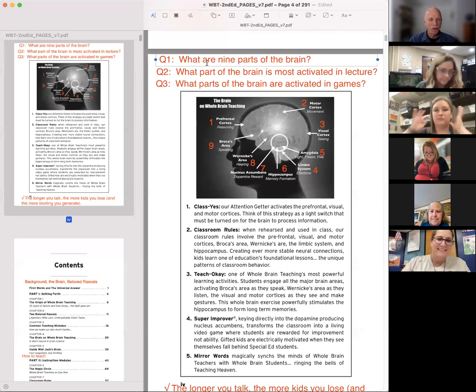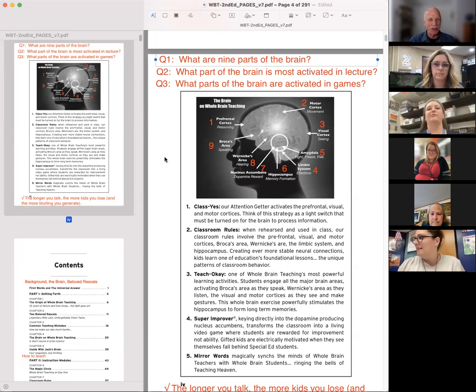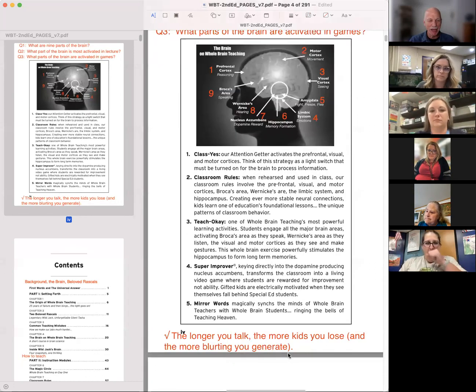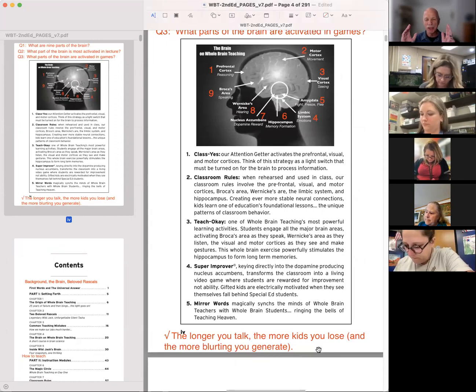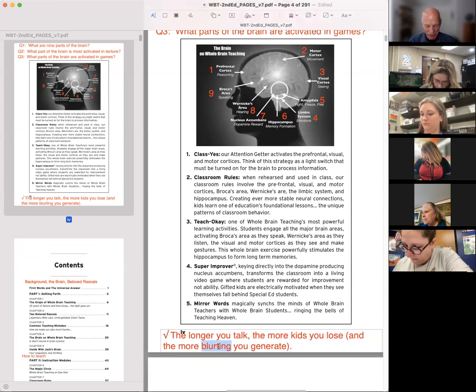All right, let's look at page IV one more time. So we've answered what the 9 parts of the brain are. We pointed out that the Wernicke's area is the one that is most activated in lecture. That's why it's so useless. We've shown how in games, the whole brain is involved. And down at the bottom, I want you to write this with a check mark. The longer you talk, the more kids you lose, and the more blurting you generate. I'm capitalizing that.